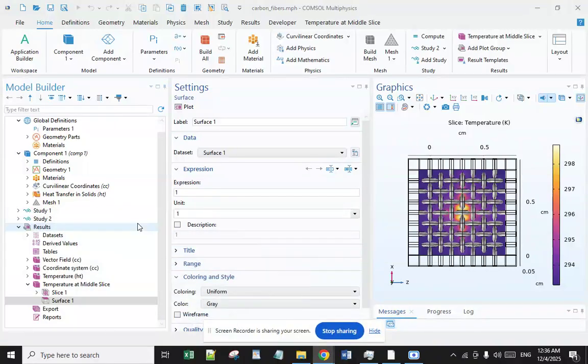In the name of Almighty God, I'm Mahsa Sankashi, and today I want to talk about anisotropic heat transfer through woven carbon fibers. Heat transfer through woven carbon fibers is anisotropic, meaning it depends on direction, with much higher conductivity parallel to the fibers than perpendicular to them.